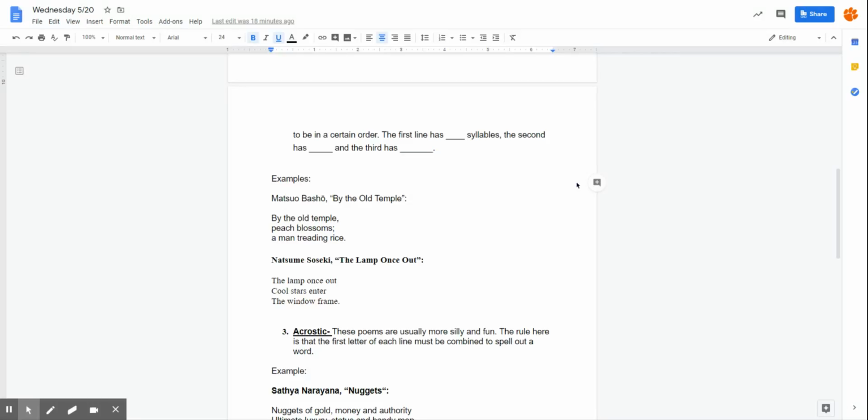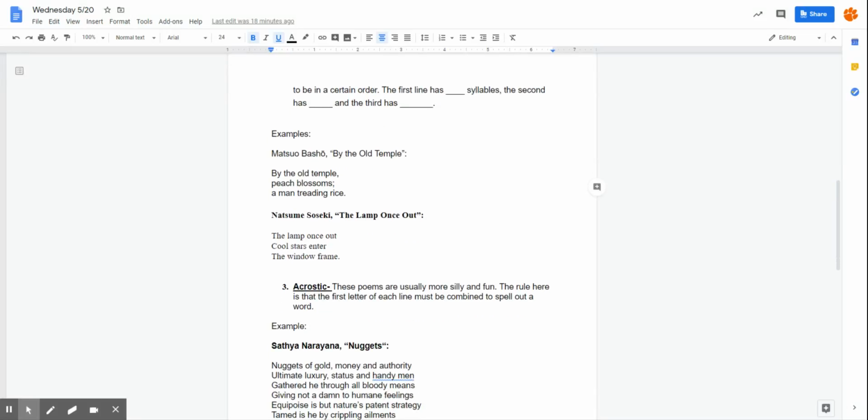For example, in this poem called By the Old Temple. "By the old temple, peach blossoms, a man treading rice." So the first 2 lines of the poem, you think of an old temple. The second line is about peach blossoms. So you picture something beautiful and relaxing. But then the third line is about a man treading rice, which is really hard work.